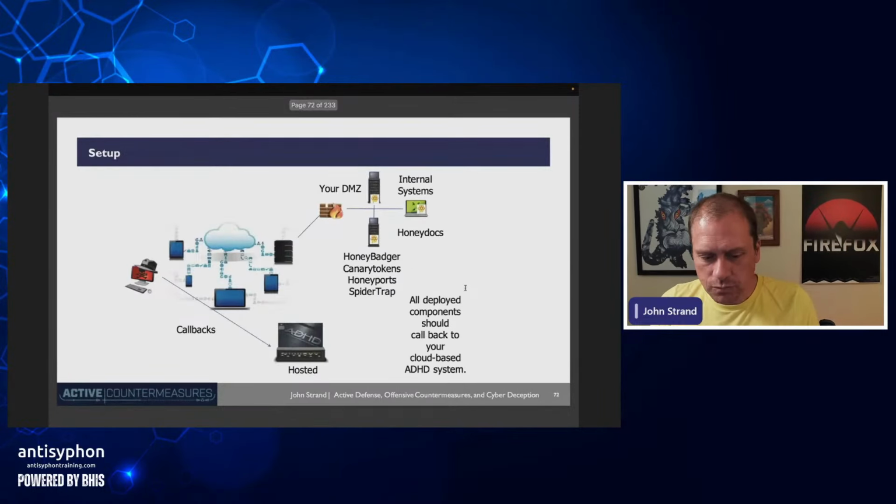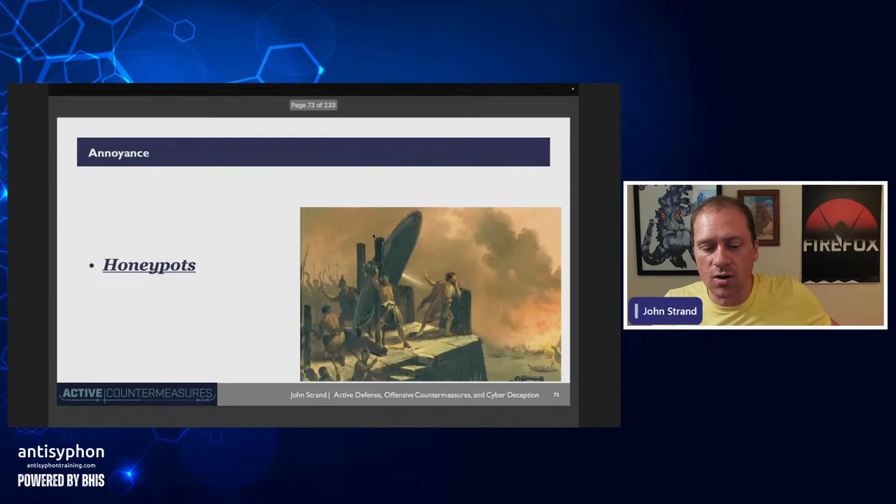So what this looks like is you have all these callback things, these little honeypot things, honey badger, canary tokens, honey ports, spider traps, the whole shebang, all of it over there. And all of these things call back, but none of these things call back directly to your hosted system in your environment. It's going to go to a hosted system that's someplace else entirely different from where you are now.